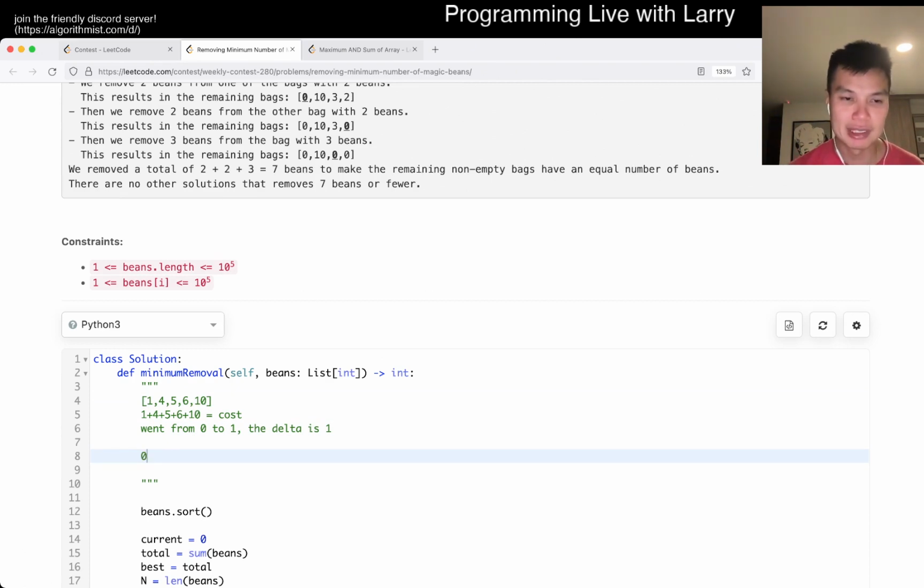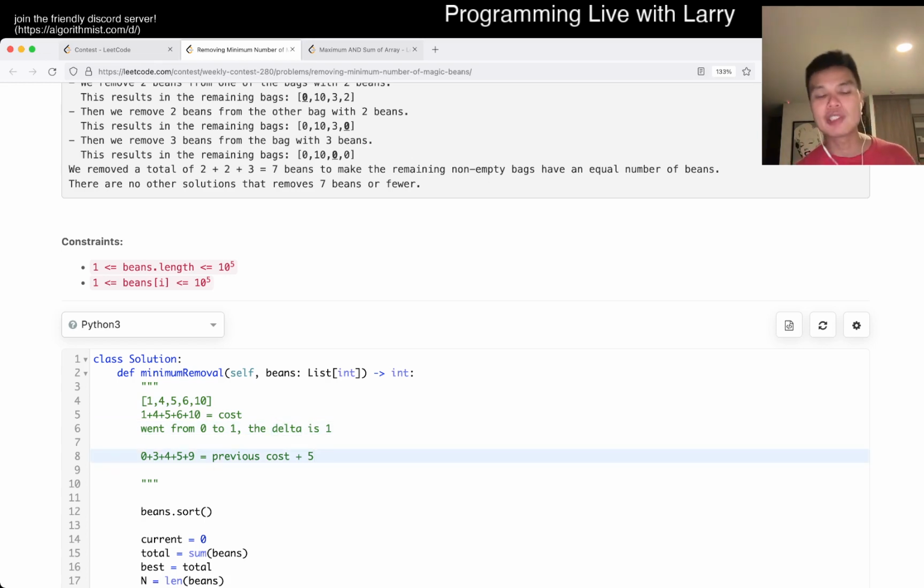You have 0, 0 plus 3 plus 4 plus 5 plus 9. And of course, you went from going to 0 to going to 1. So that means that the delta is 1, meaning that every number to the right will have 1 more. So now, your cost is going to be the previous cost plus 5, because we have 5 numbers and the delta is 1.